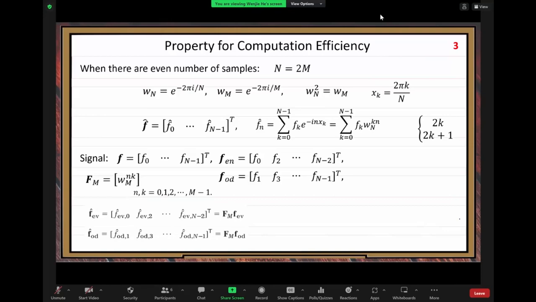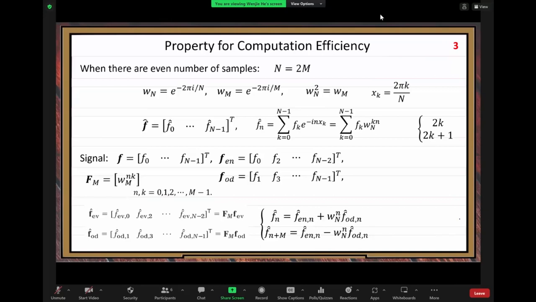Then, after we get the even and odd, we treat these two vectors as temporary, intermediate vectors, because for our destination frequency coefficients, we need to use these two vectors. Here, these two formulas use these two vectors. How do we get these formulas? We explore the property between even samples and odd samples.